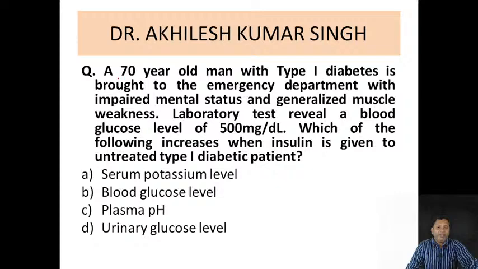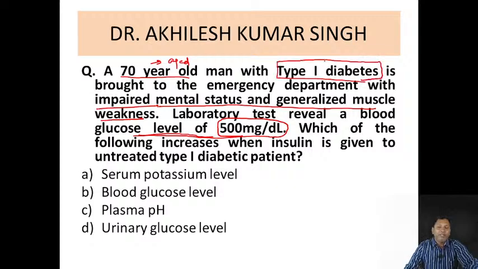A 70-year-old aged man with type 1 diabetes is brought to the emergency department with impaired mental status and generalized muscle weakness. Lab tests revealed a blood glucose level of 500 milligram per deciliter. The glucose is too high. Type 1 diabetes, as you know, develops in young people, and this blood glucose is very high. So this man has had diabetes for many years, and the diabetes is not controlled.